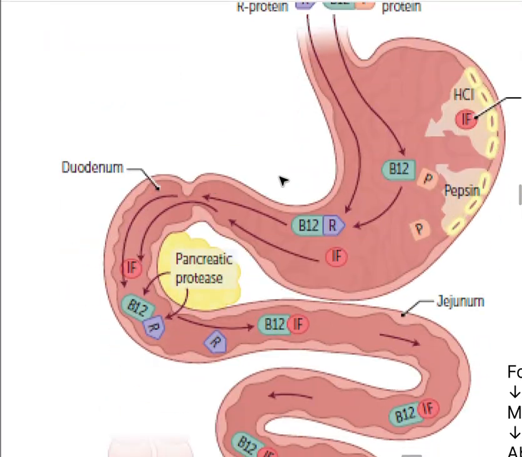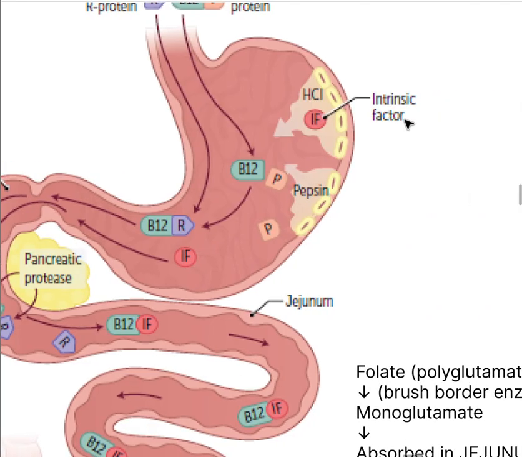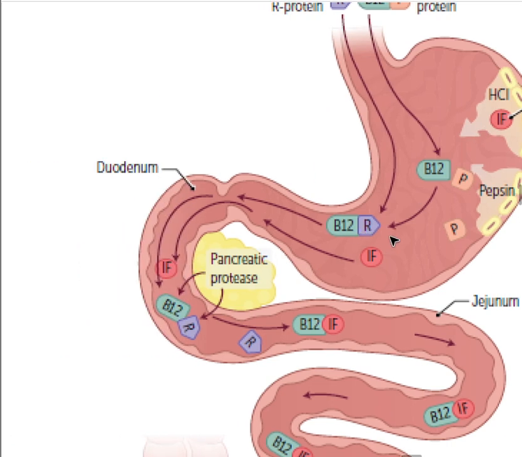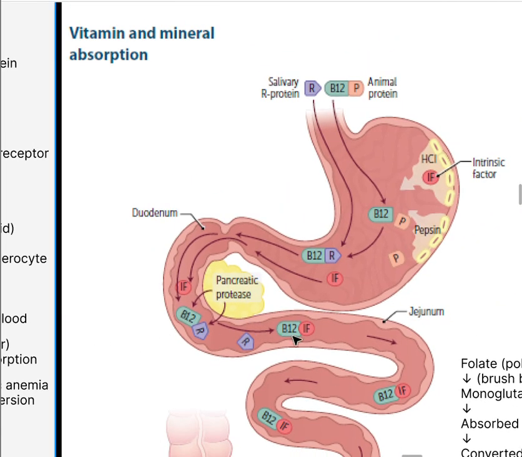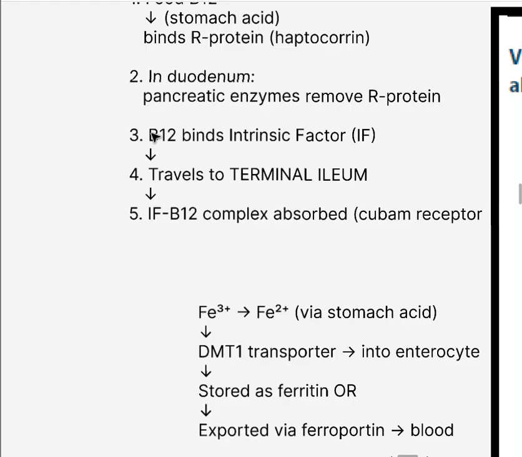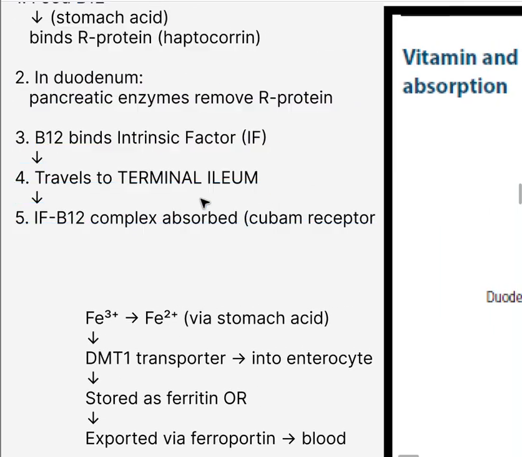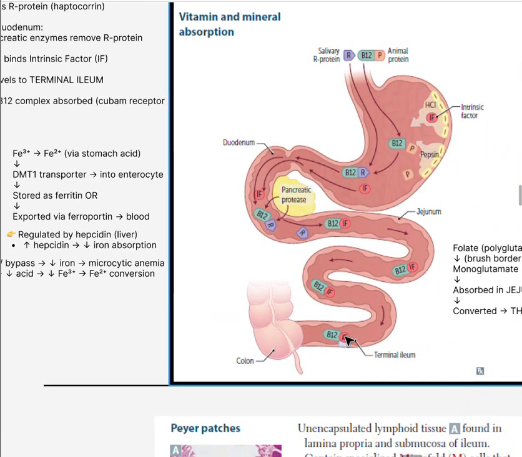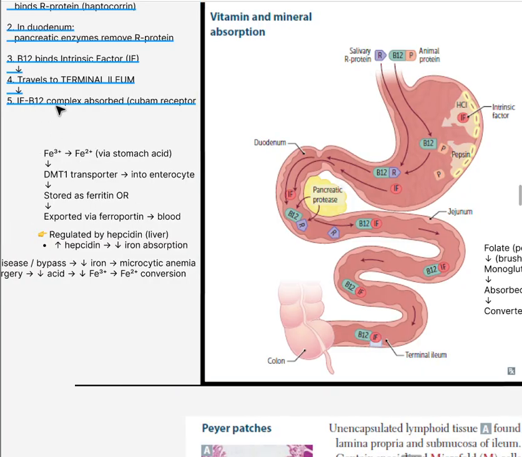So look at the B12 here. The B12 is attached with the R protein here in the stomach, and the intrinsic factor is made by the parietal cells here. So the intrinsic factor and B12 attached with the R go on to the duodenum where the R is removed and the B12 and intrinsic factor are combined. This now travels to the terminal ileum, and in the terminal ileum, the B12 and intrinsic factor complex are absorbed through the cubam receptor, right?